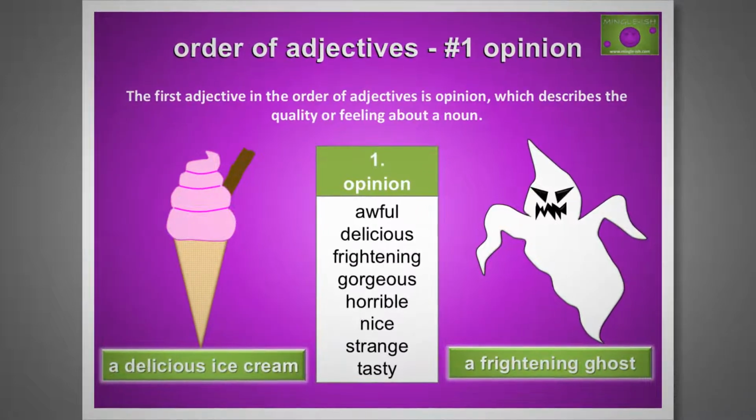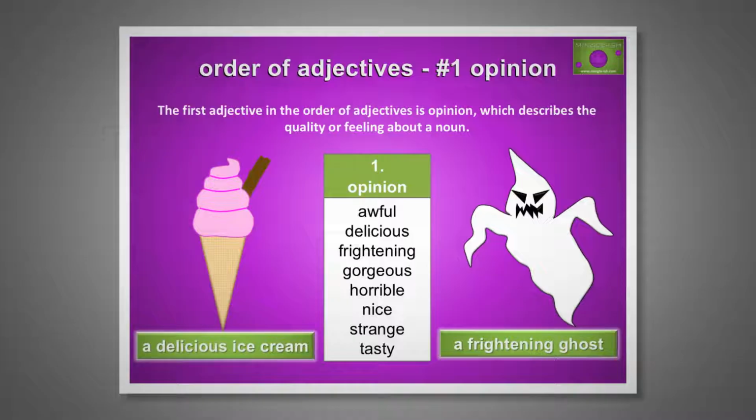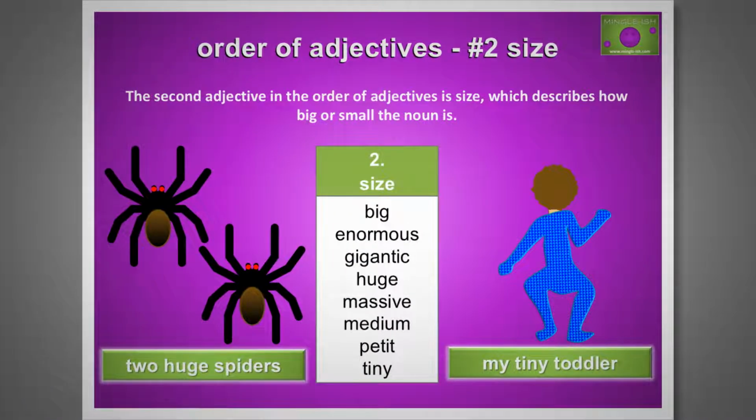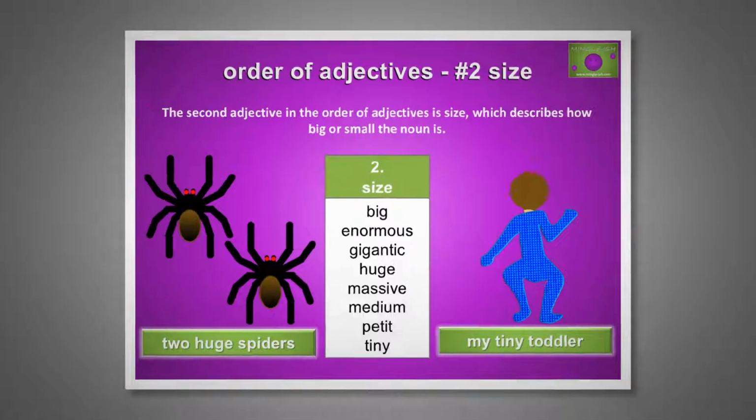Let's kick off the order of adjectives. The first adjective in the order of adjectives is opinion, which describes the quality or feeling about a noun. For example, a delicious ice cream and a frightening ghost. The second adjective is size, which describes how big or small the noun is. For example, 2 huge spiders and my tiny toddler.